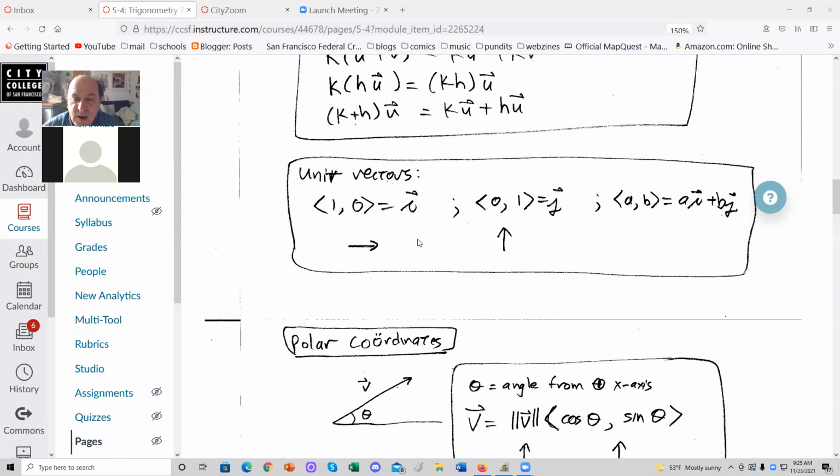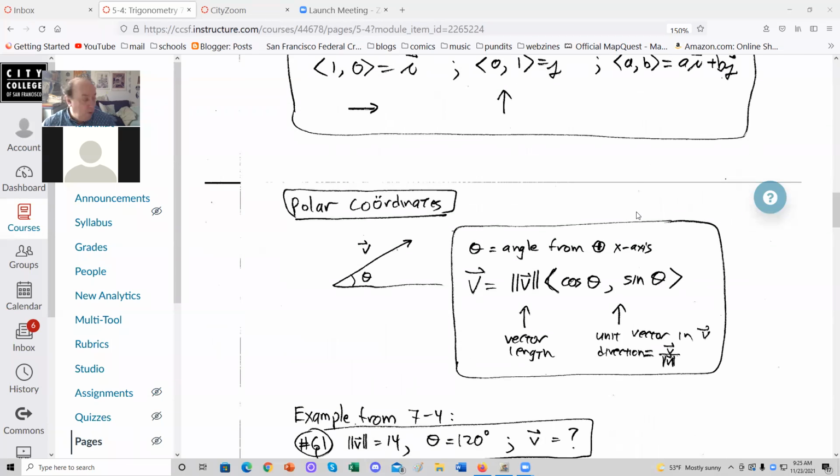Now, here's a vector one unit in the x direction. It has coordinates ⟨1, 0⟩. This is called the vector i. Here's a vector one unit in the y direction, coordinates ⟨0, 1⟩. It's called j. And any vector ⟨a, b⟩ equals ai plus bj. ai will be ⟨a, 0⟩, bj is ⟨0, b⟩. You add them and you get ⟨a, b⟩. So those are rectangular coordinates.